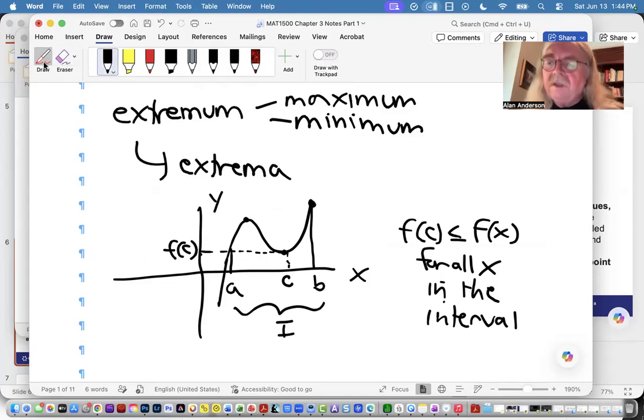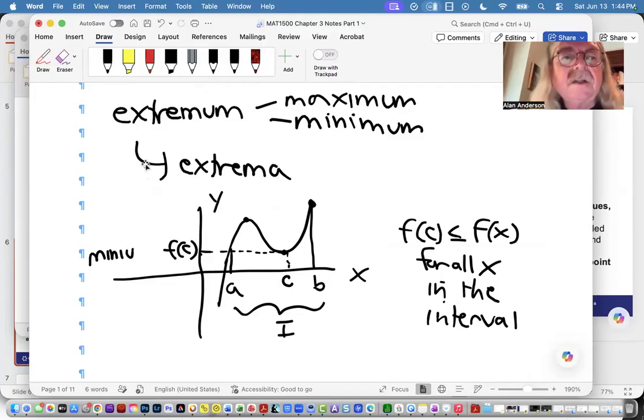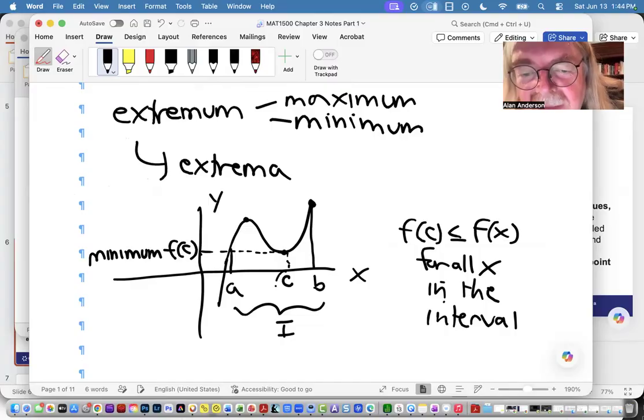Now, of course, it's only true for that interval. There might be other parts of this function where this is not true, but this is the interval of interest. Let's say that this curve represents the cost of producing a product of some kind, and I'm interested in finding the point at which that cost is minimized. Well, that would be the answer right here. c: if I produce c units of this good, my costs will be as low as possible.